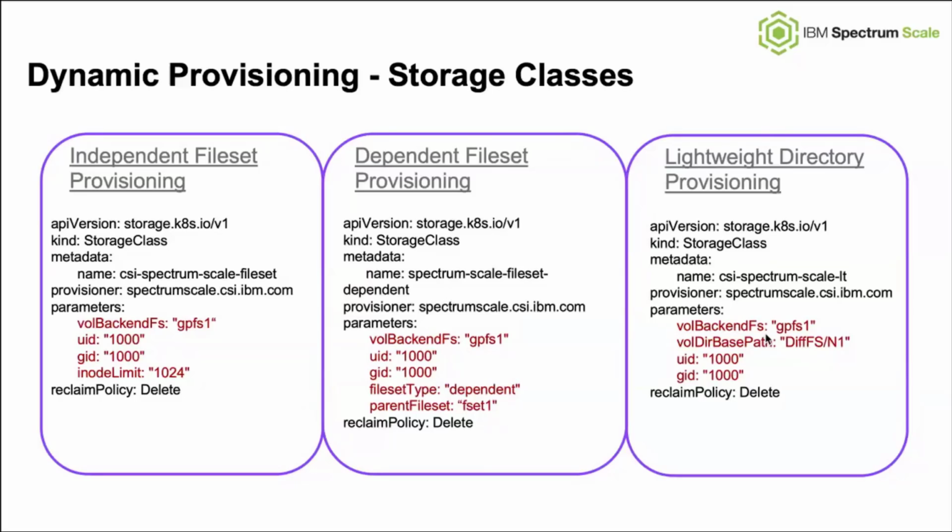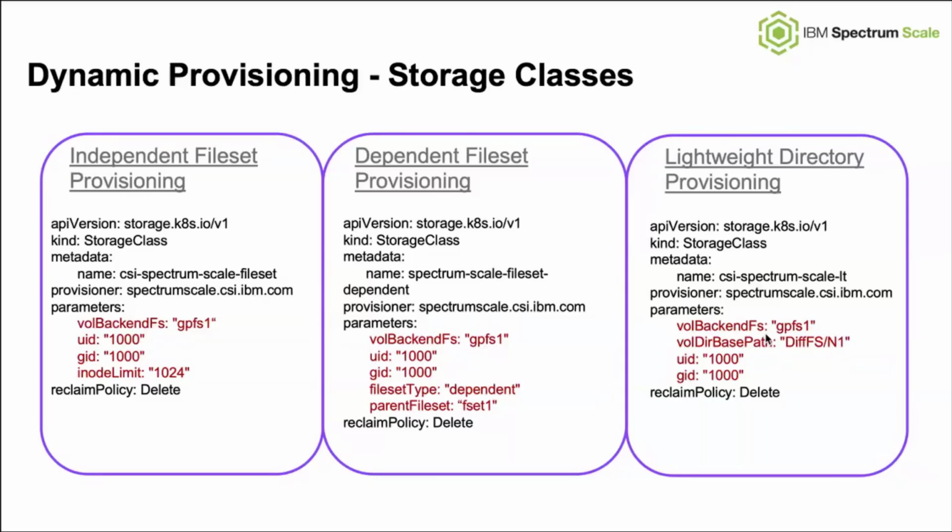Spectrum Scale has a restriction on the number of independent filesets that can be created, which is 1,000 at this point. But if you have a requirement of a really large number of PVCs, in the tens of thousands or more, or in millions, then lightweight directory provisioning is the way to go.